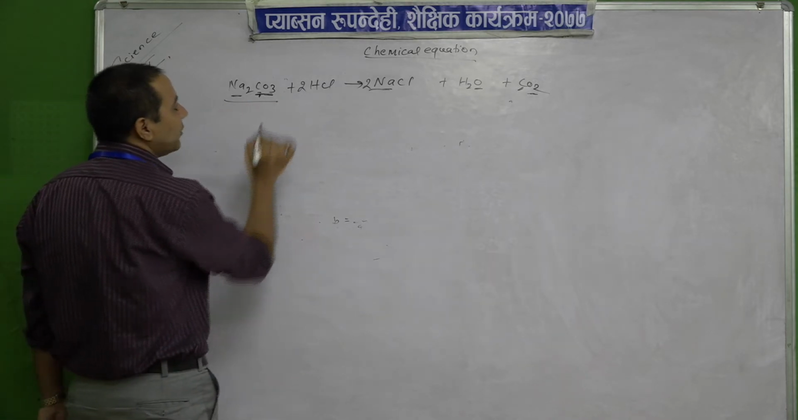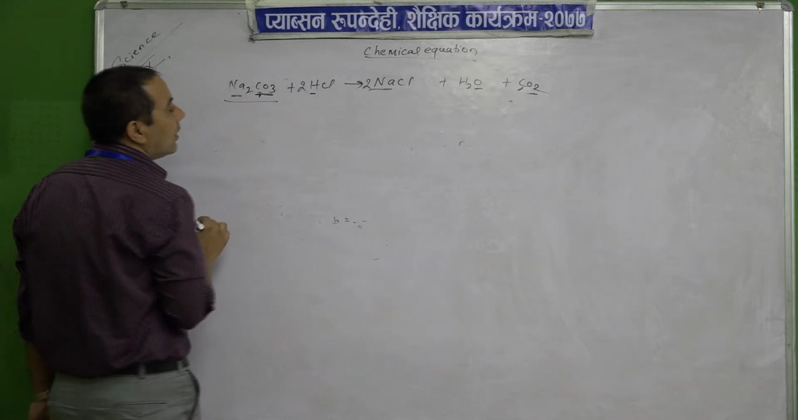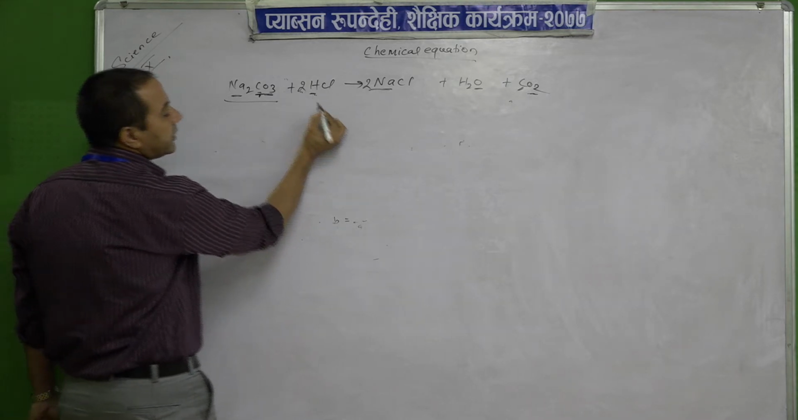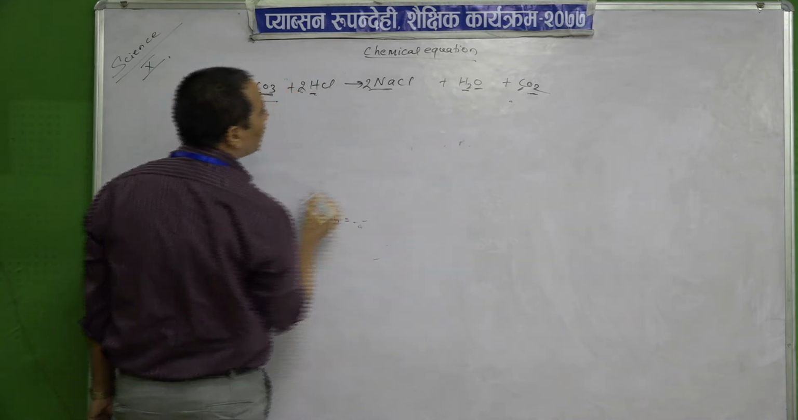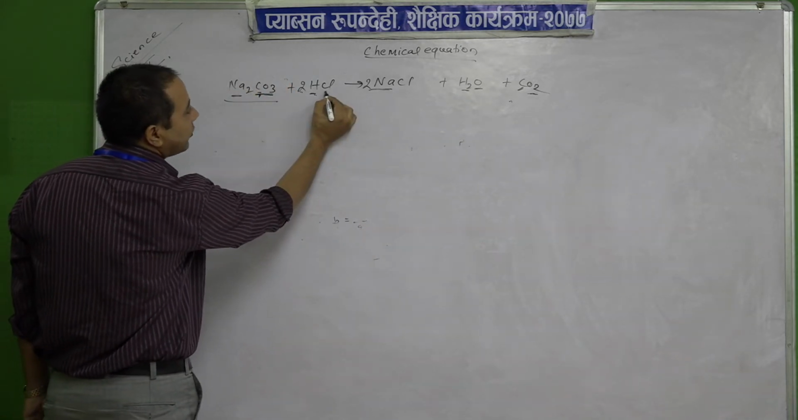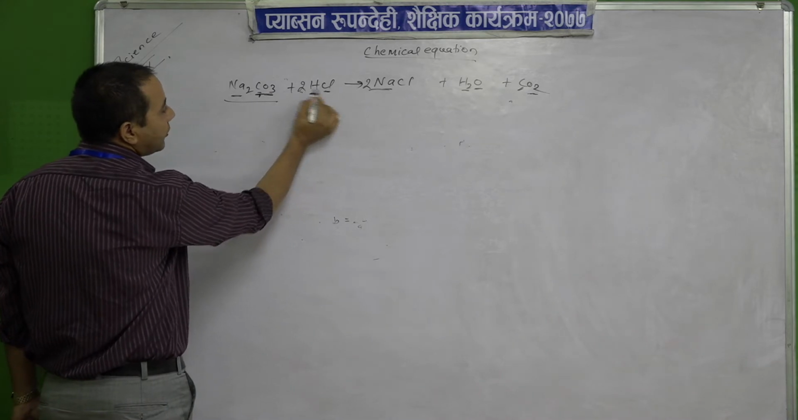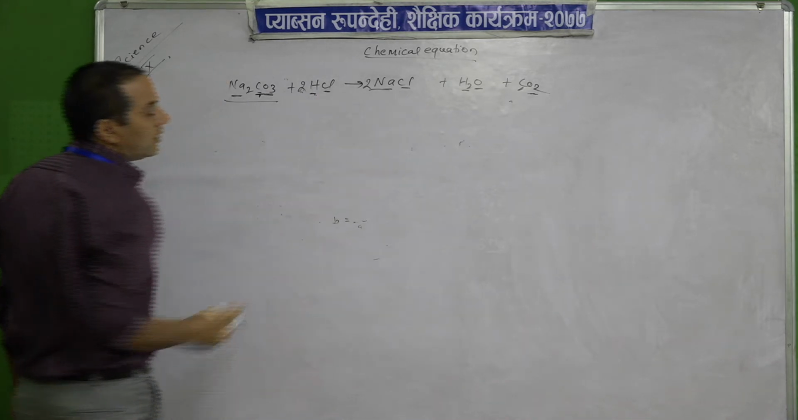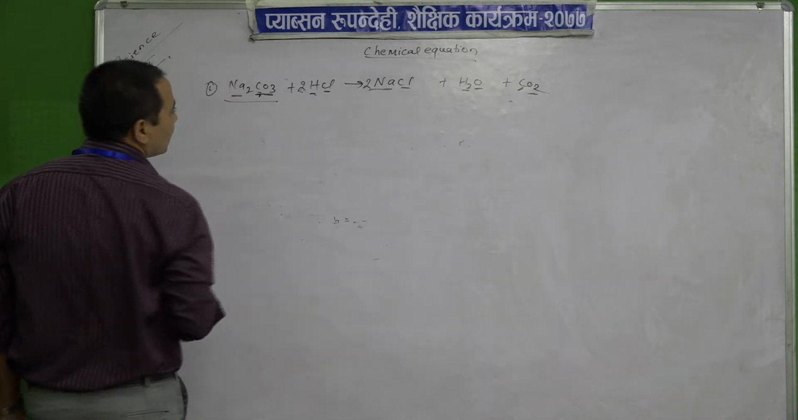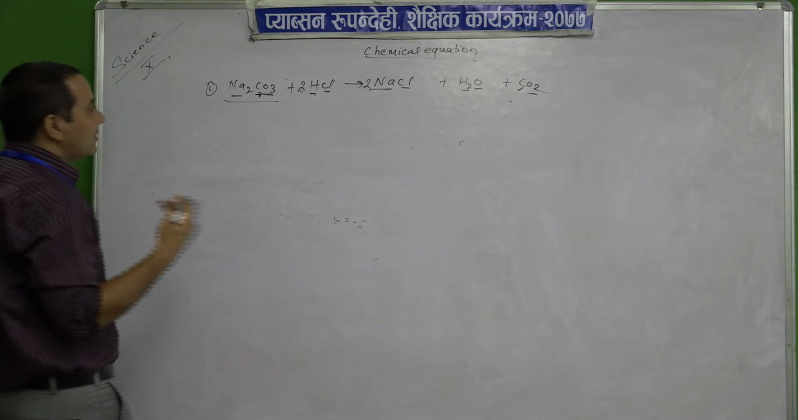This is balanced. Now come to the next one, hydrogen. Hydrogen how much? 2 hydrogen is there. How much hydrogen here? 2. Then chlorine, how much? Here 2, here 2. So is it balanced? Yes, this equation is balanced. So in this way we can balance other equations also.